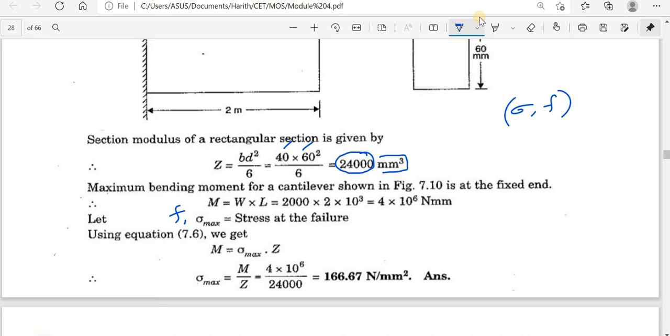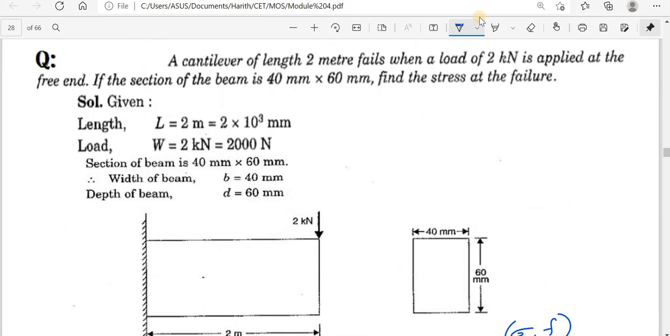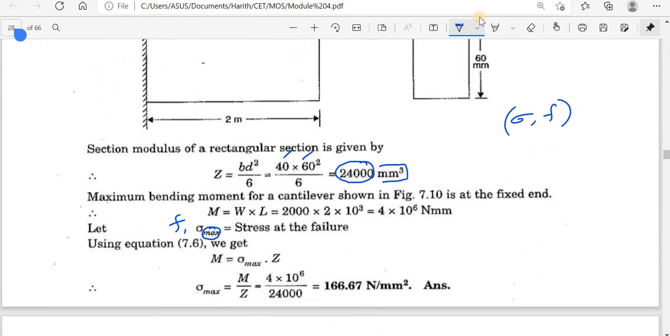So here we are finding out the maximum stress. Why is it given as maximum stress? Here maximum is written because in the question it was given that while applying a 2 kilonewton load, the cantilever fails. Since it is failing, we will be finding out the maximum. So that is the reason why it is written as maximum.